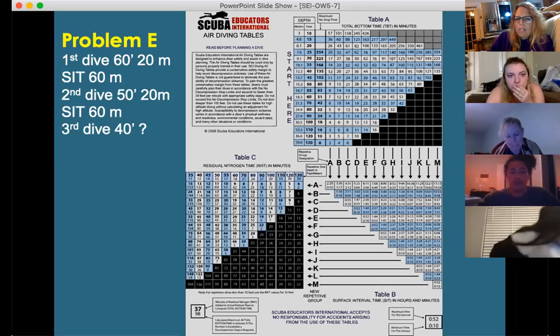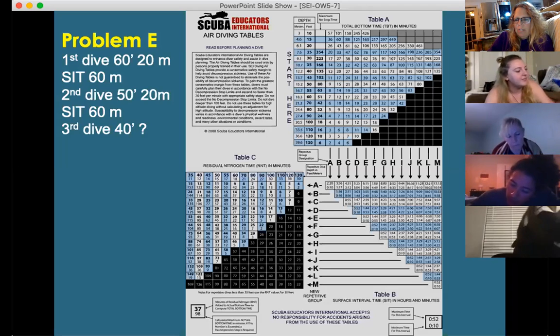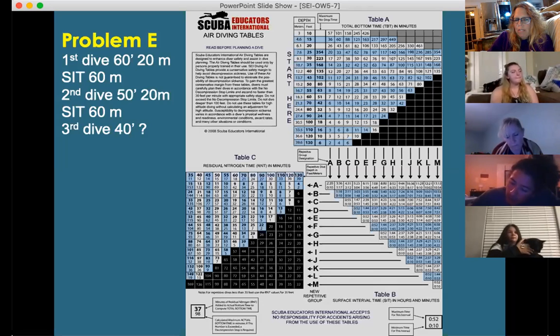Write this down. Your first dive is 60 for 20. Surface interval is 1 hour. Second dive is 50 for 20. We have another surface interval of 1 hour. The third dive, we want to go to 40 feet. How long can we stay?